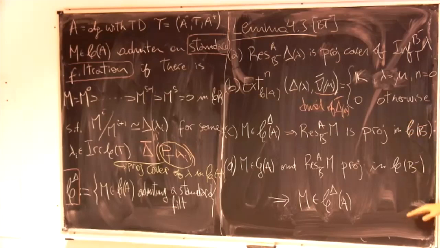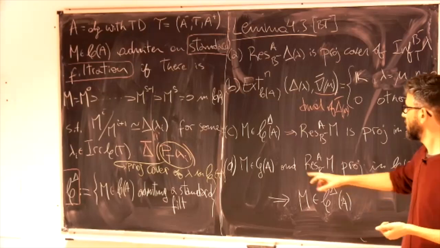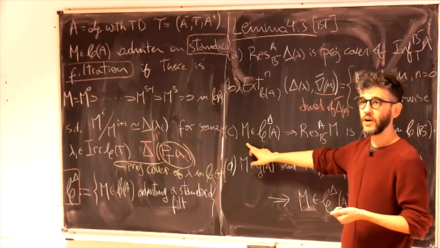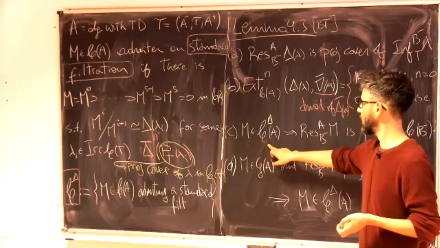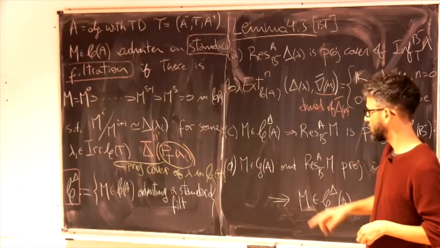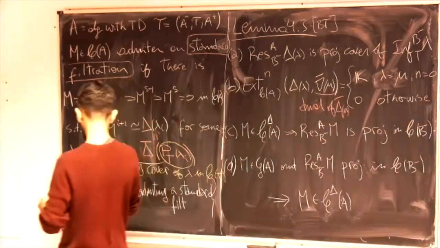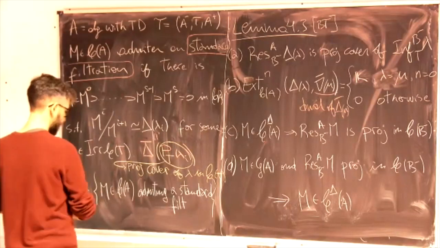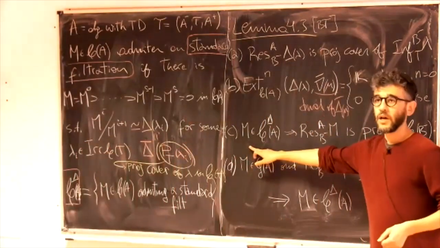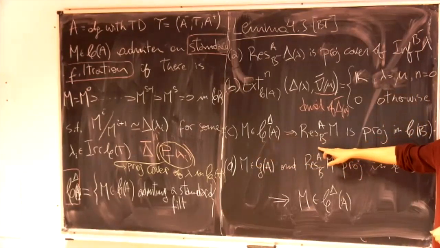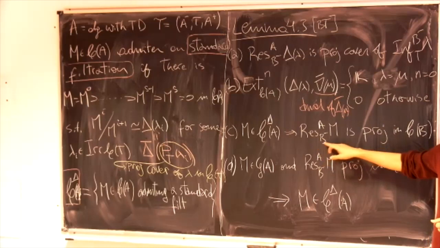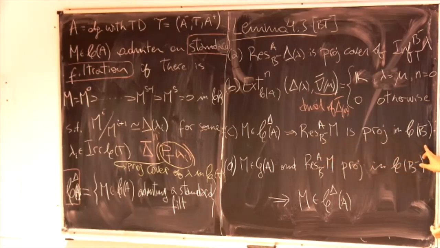And what is more important are these other two points, which say that if you have a module M which admits a standard filtration, this was the definition, then it is projective in the category of B minus modules. And this is a quite nice property.